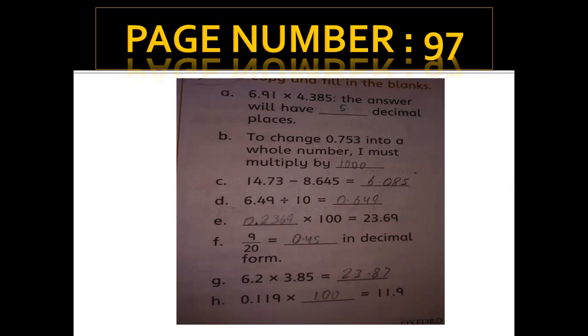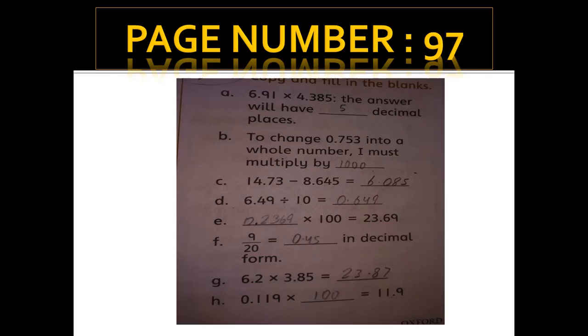To change 0.573 into a whole number, we must multiply. There are 3 digits after the decimal. It means when you multiply it with 1000, then you will get your required answer. It means the decimal will be removed and we get the whole number. 14.73 minus 8.645, you simplify it, and you see 6.085 is our answer.